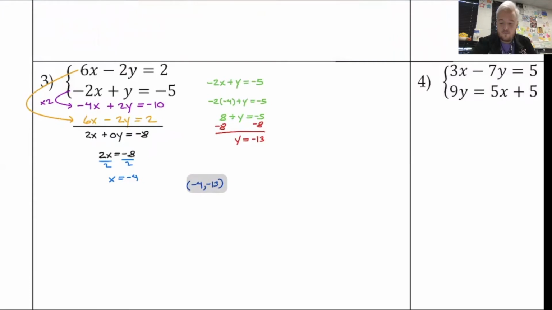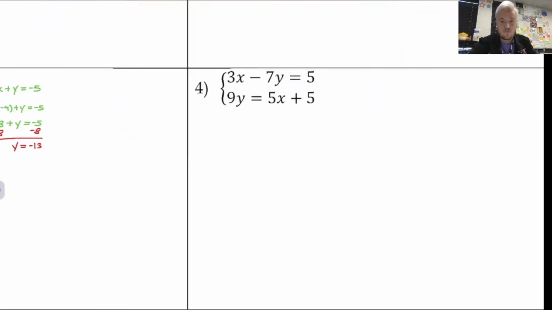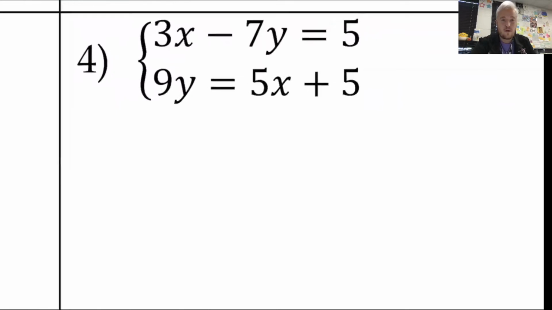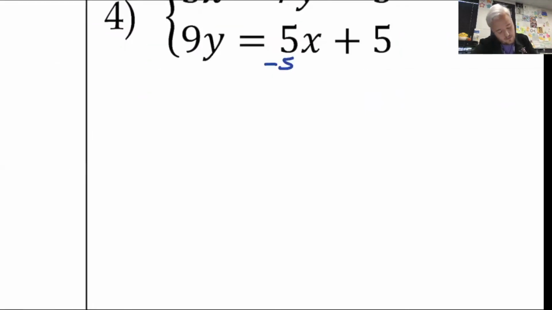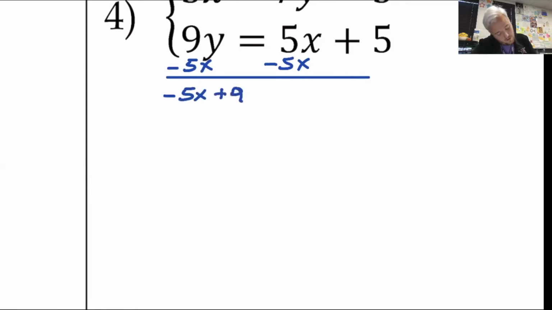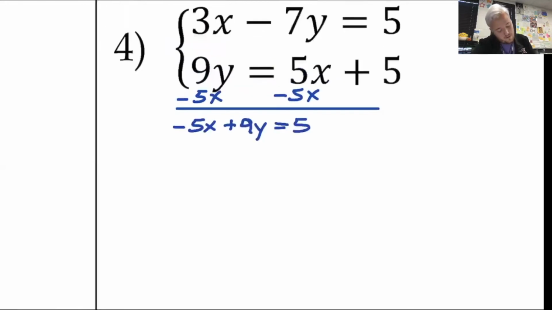All right, now for number 4. So right off the bat, I can see my top equation is good to go. It's already in standard form, but my bottom equation is not in standard form. So I'm going to start by rearranging. So I'm going to subtract 5x on both sides. So I'm going to have negative 5x plus 9y equals 5. And now just to compare the equations, I just want to bring down, perfect. Just want to bring down my other equation.